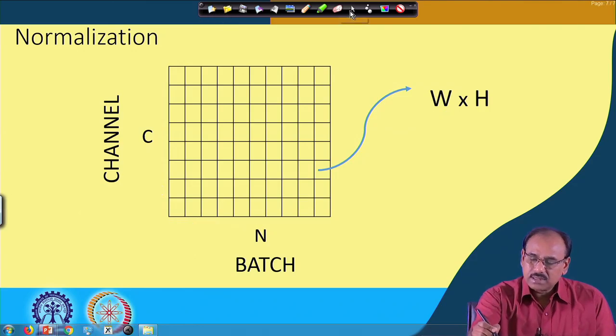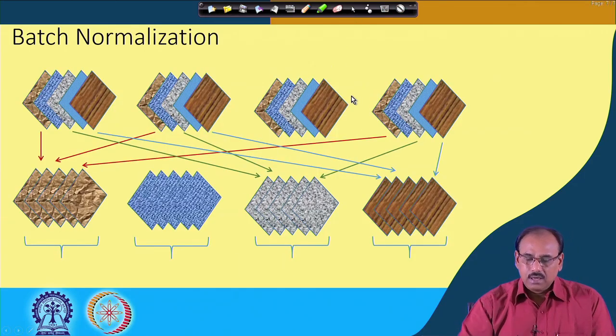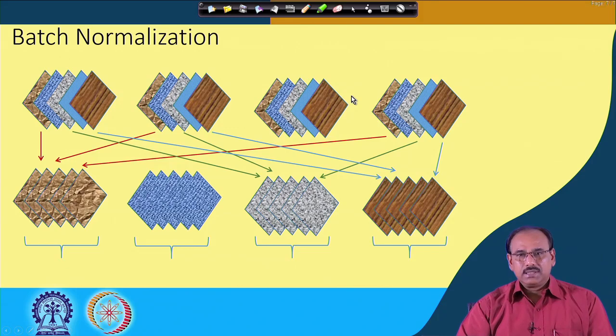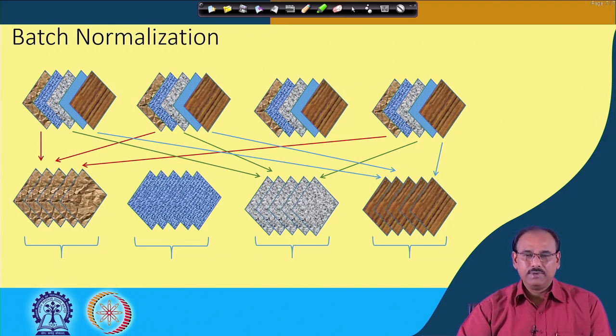So given this, in batch normalization, what you do is you group the outputs of every channel. Say for channel 1, you group the outputs of channel 1 for every example. Similarly, you group the outputs of channel 2 for every example. You group the outputs of channel 3 for every example, and so on. So these are the groups that you form.